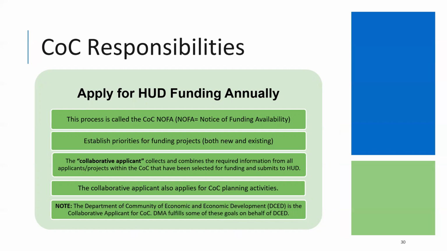And then the collaborative applicant, which is DCED, supported by DMA, is responsible for collecting and combining the required information from all the projects in the CoC that get CoC funding or that have been selected for new funding, and submit those to HUD. And the collaborative applicant also applies for CoC planning activity.